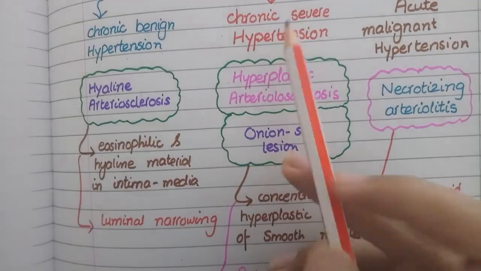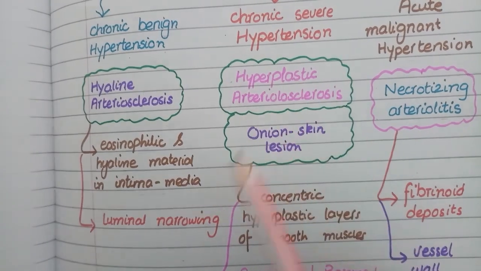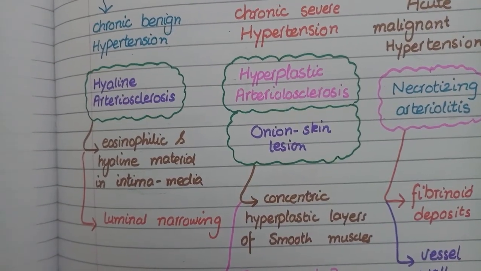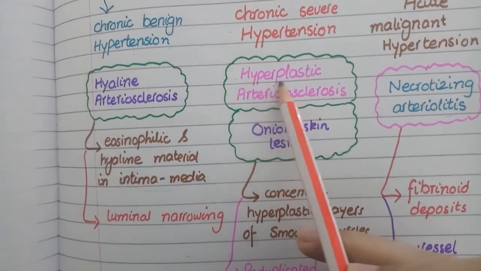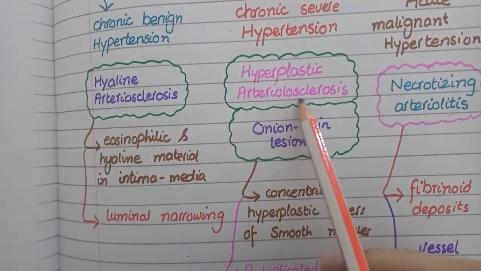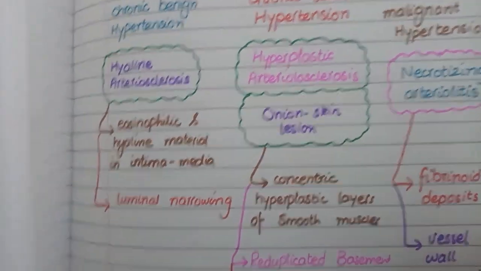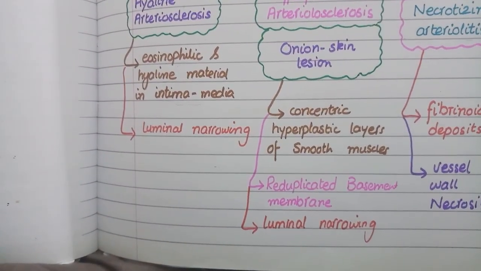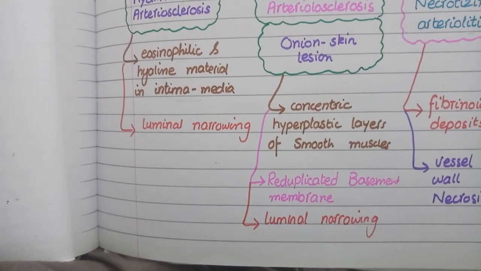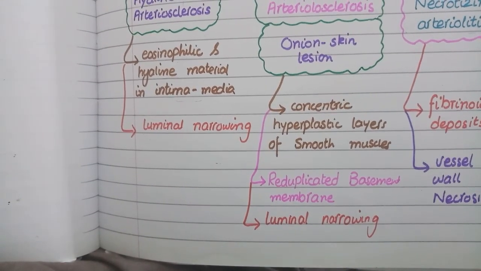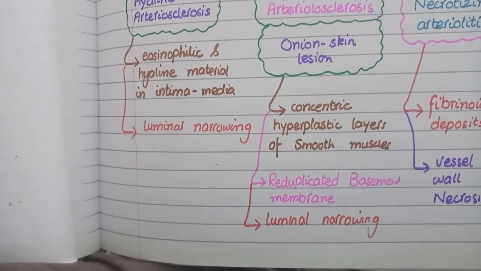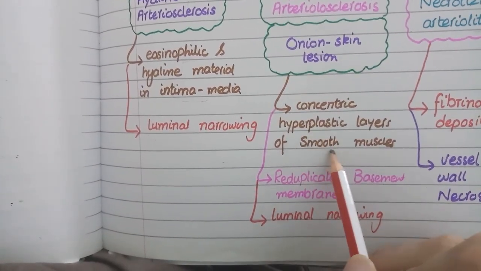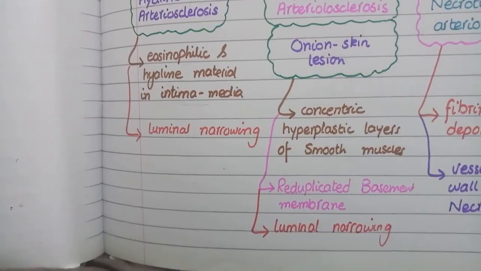But if this hypertension progresses to chronic severe hypertension and remains untreated, then the next layer, which is the tunica media, begins getting affected in the form of hyperplasia of smooth muscles, which is known as hyperplastic arteriolosclerosis. And this sounds logical because when blood pressure is elevated to severe levels, the vessel wall must grow thicker to accommodate such high pressure. So the smooth muscles in the tunica media start proliferating and turn into multiple layers of smooth muscles, as you can see here in this diagram.